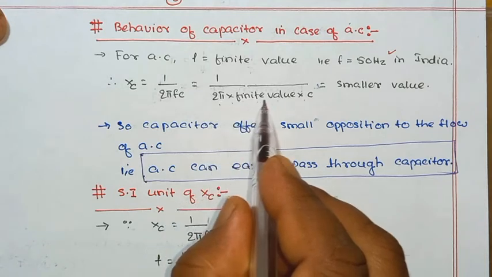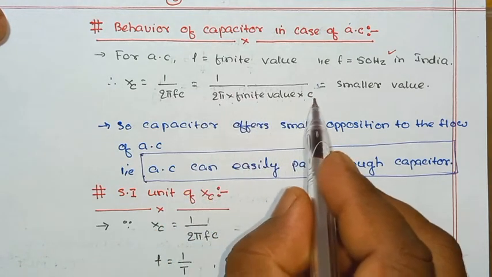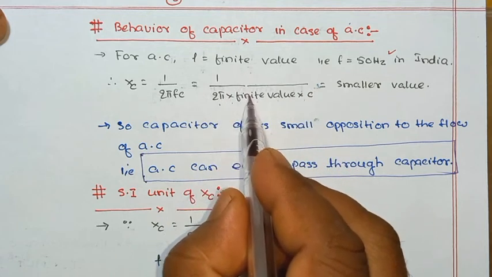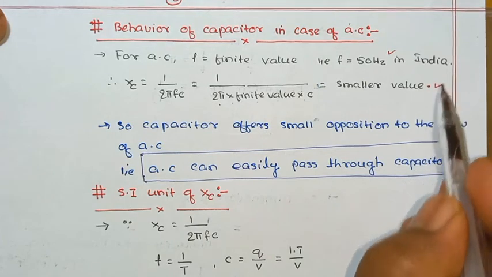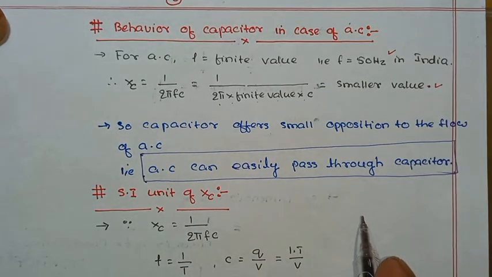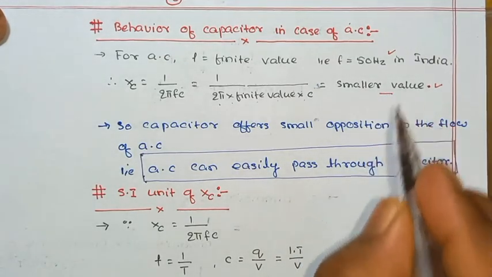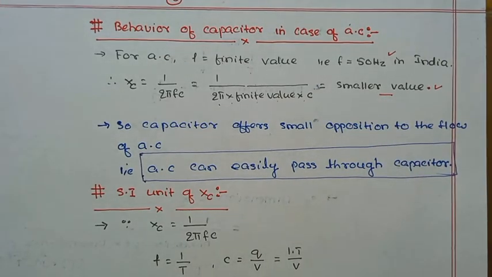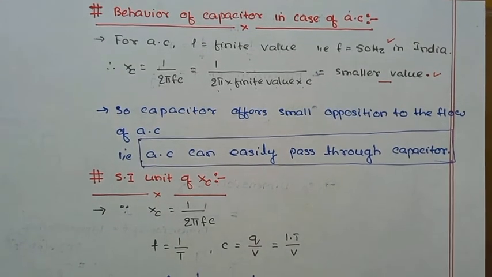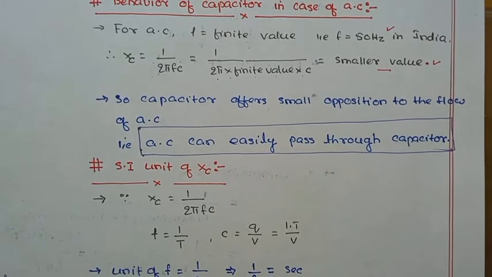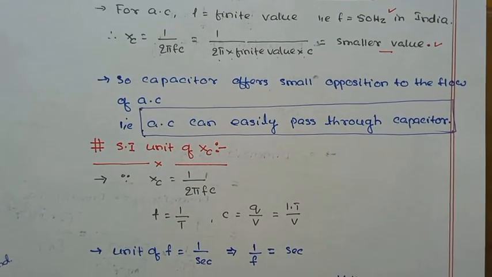So, 2 pi into a finite value into C, this is some finite value. So, 1 by some finite value is equal to a smaller value. That means we get Xc as a smaller value. Therefore, the capacitor offers small opposition to the flow of AC. So, AC can easily pass through a capacitor.